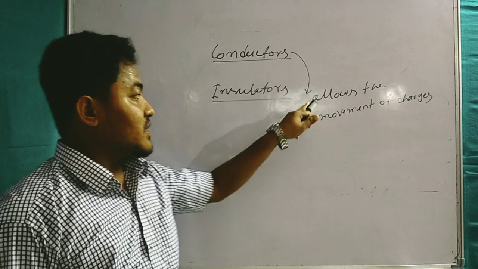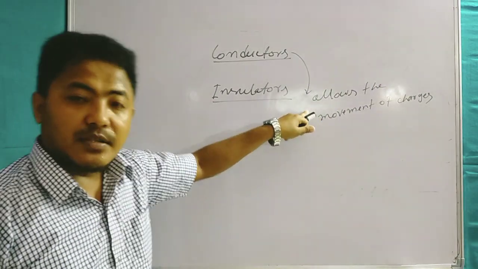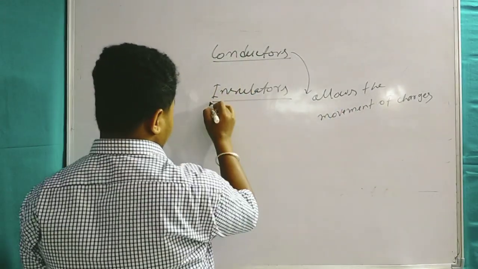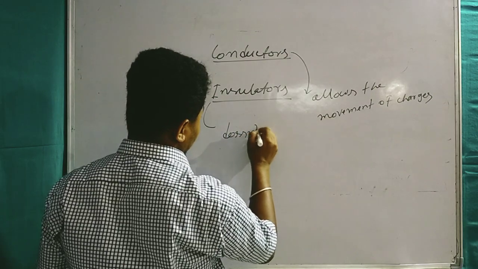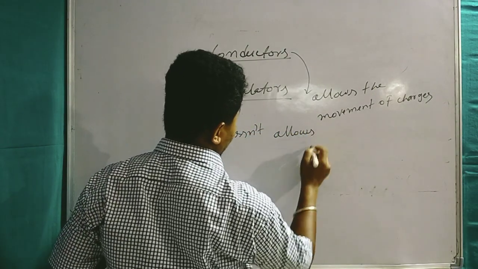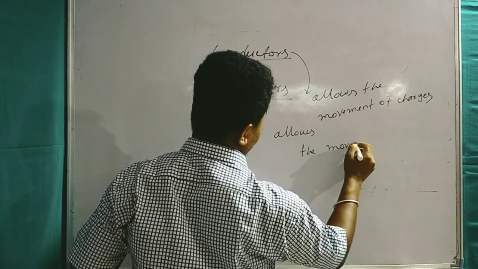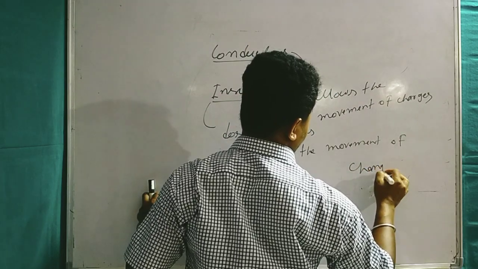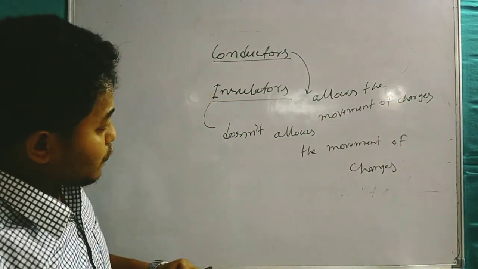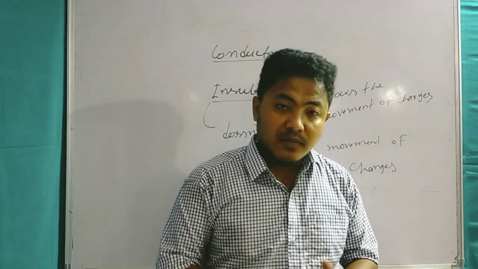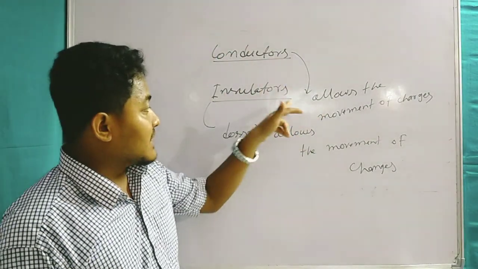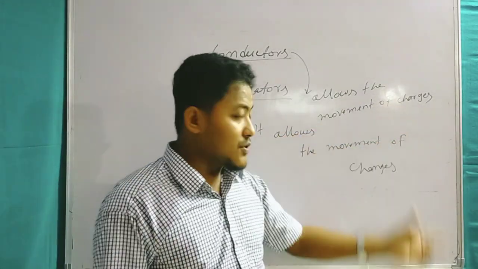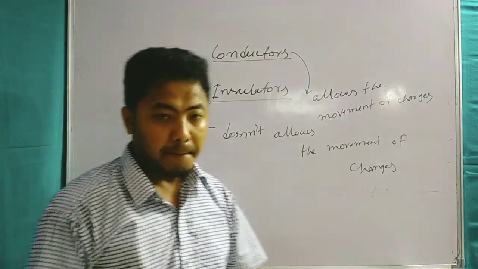In case of conductors, it is a device or a material which allows the movement of electric charges. And in the case of insulator, that does not allow the movement of charges. So these are two points, which also belong to the properties of electric charge. That in case of conductors, they allow the movement of electric charges, and in case of insulator, it does not allow the movement of electric charges. There are so many examples you can find.